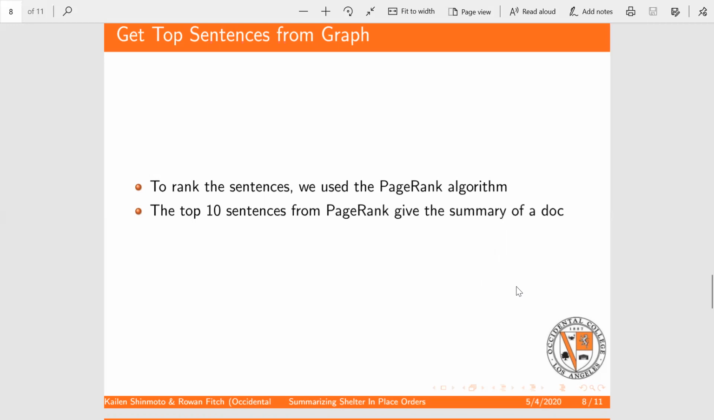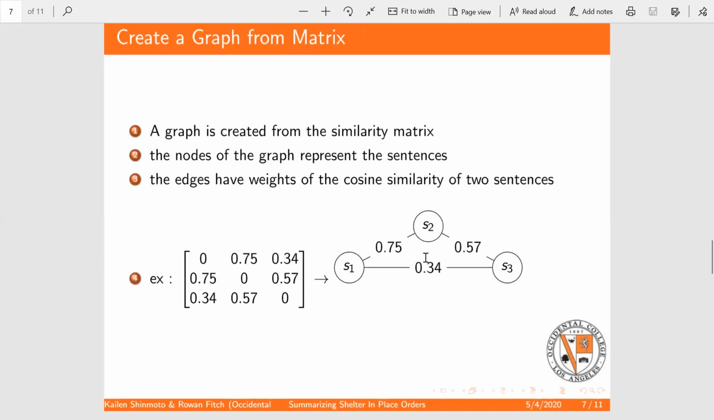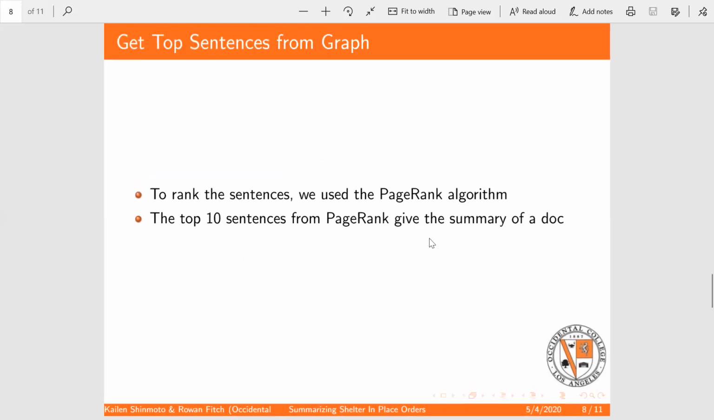So what we did is we applied this algorithm to the graphs that we generated instead. The PageRank algorithm ranks these nodes from most important to least important, and the top 10 sentences from our PageRank gave the summary of a document.